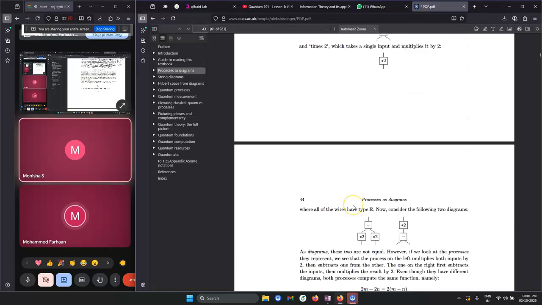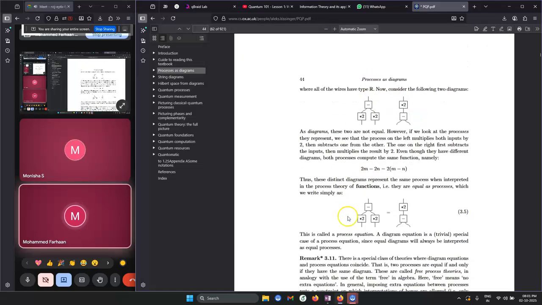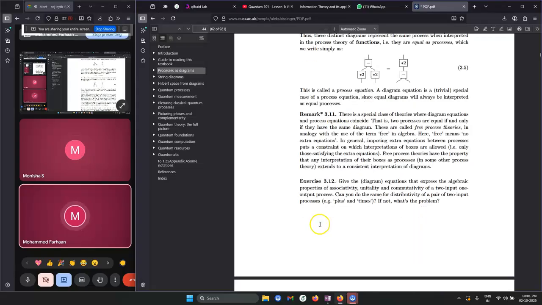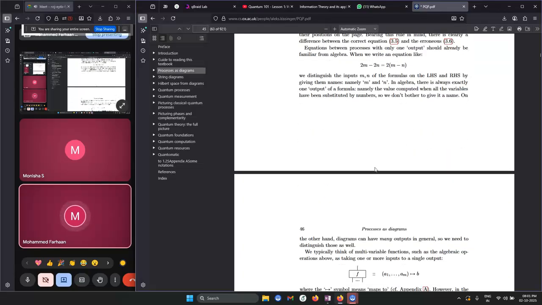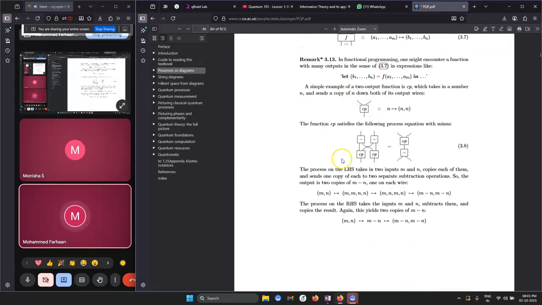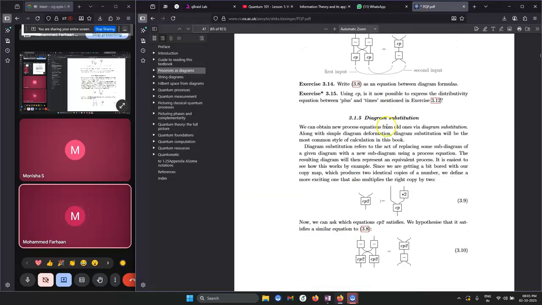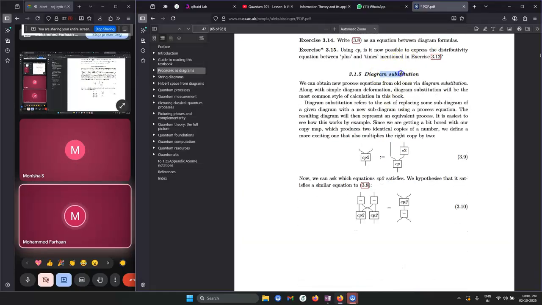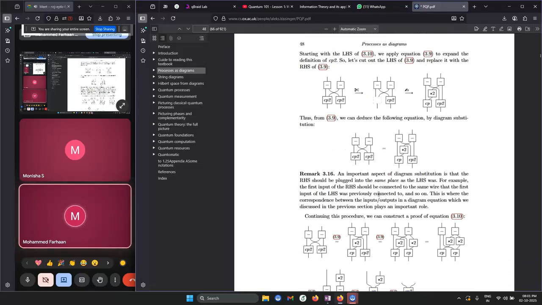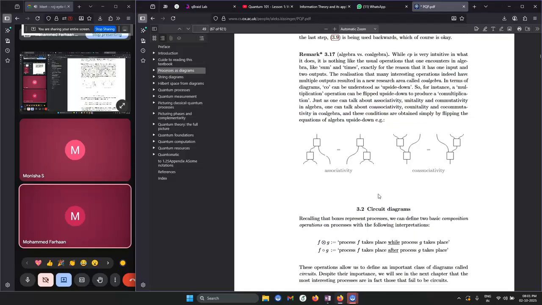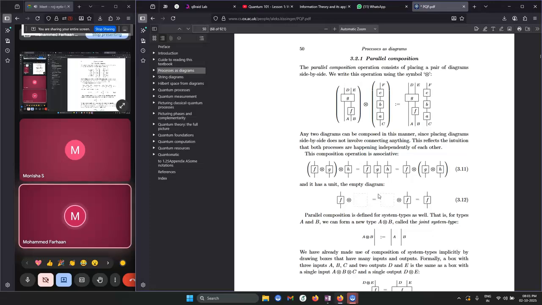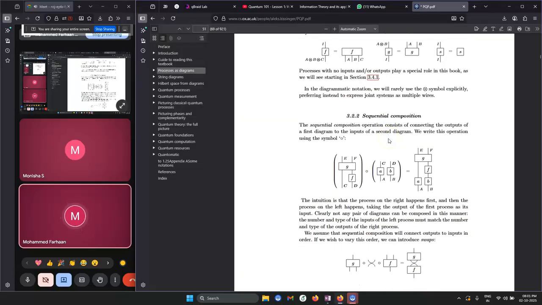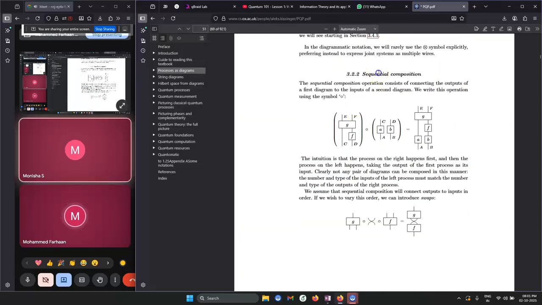In this subsection, you're just going to see some special cases to understand when I can say one process is equal to another process, or what kind of methods I would use to see how exactly they're equivalent. Stuff like that. Then we have diagram substitution, which is somewhat important. Then circuit diagrams. Here we come to compositions. That is going to be the real source of this chapter: sequential and parallel composition.